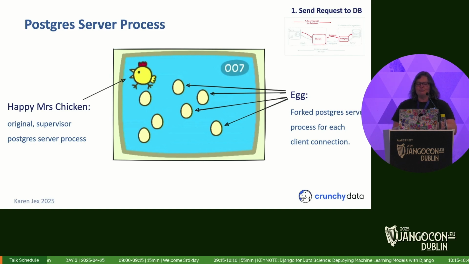So Happy Mrs. Chicken represents our original supervisor Postgres process. She listens on port 5432 by default for incoming connections. When something connects on that port, she forks a new Postgres server process, so in this case, lays a new egg, for that connection. And from that point on, the client and the new server process, the egg, communicate without Happy Mrs. Chicken being involved. She can move on to go off and lay other eggs for other clients. So we talk about that combination of the server process and the client process that's associated with it as a Postgres session. So when we talk about a Postgres session, that's what we mean.